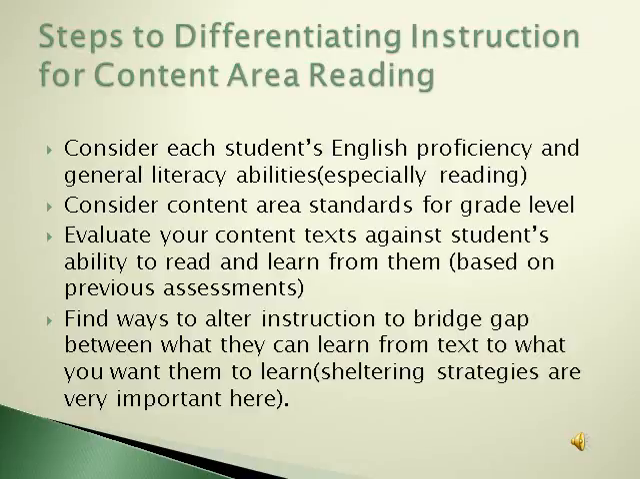In order to differentiate instruction for content area readings, you first need to consider each student's English proficiency and general literacy abilities in relation to your content area standards and your curriculum materials. After that, you should consider the content area standards for your specific grade level. Then, evaluate your content text against your students' ability to read and learn from the content text. Remember, one good way to do this is to conduct a GRI, as in earlier in the slides.